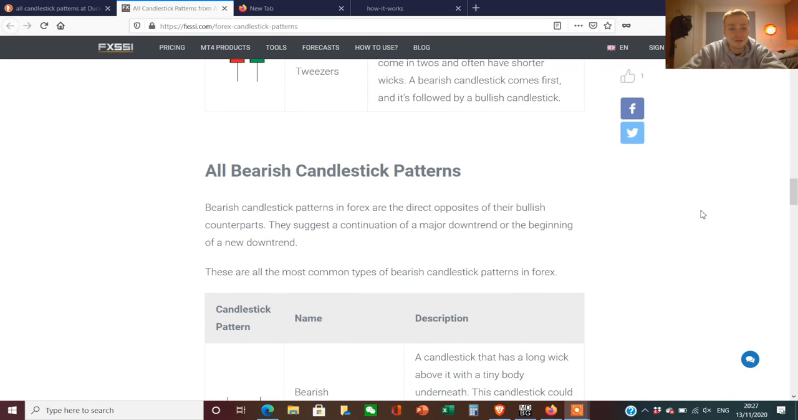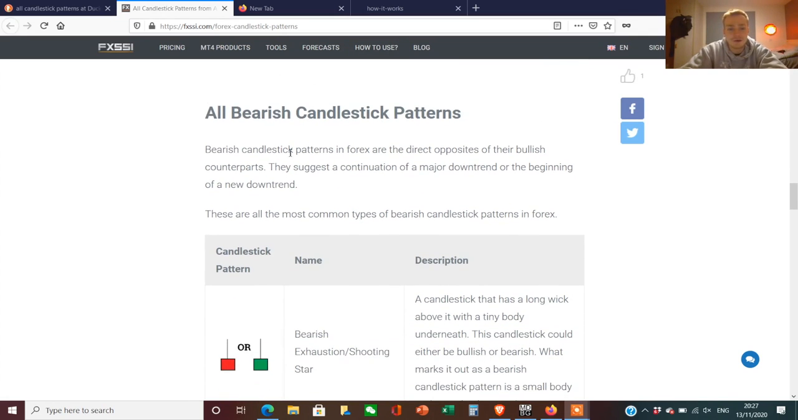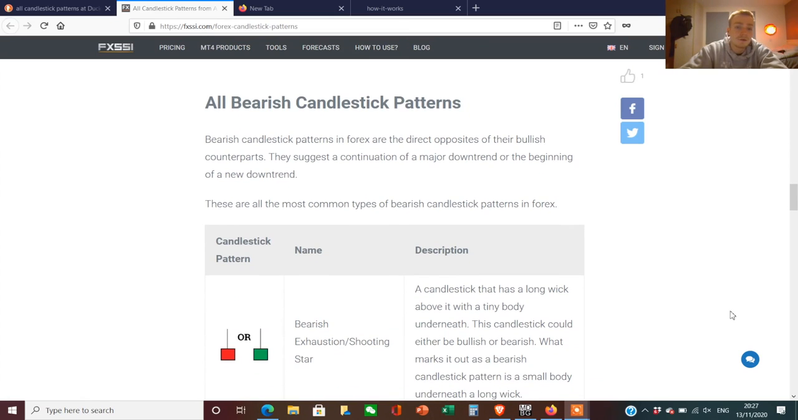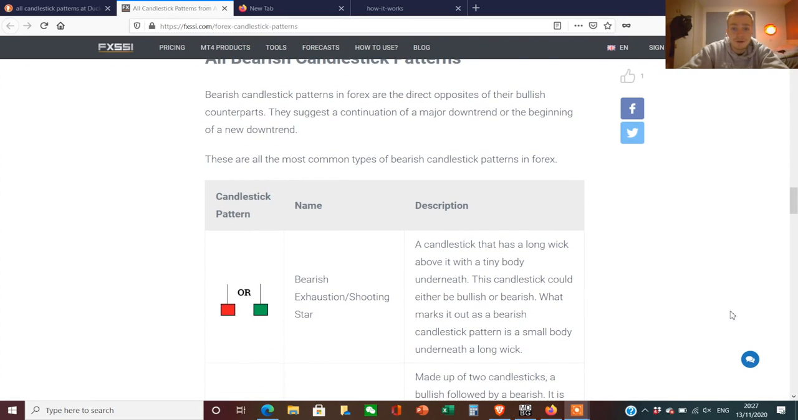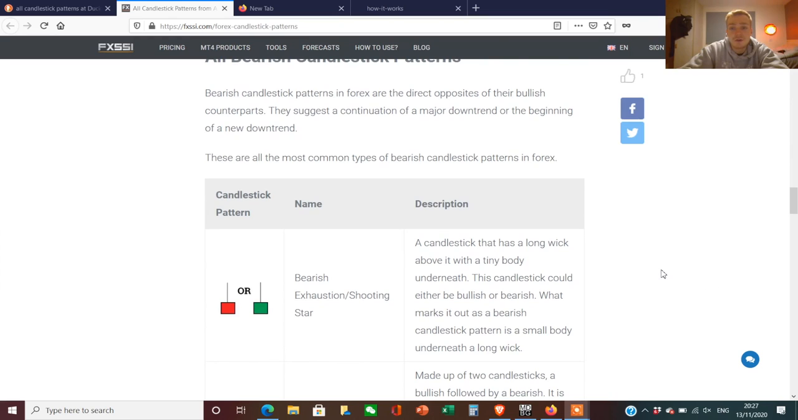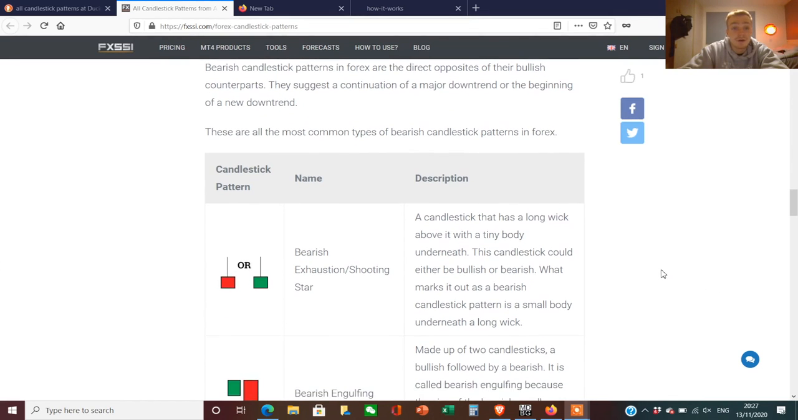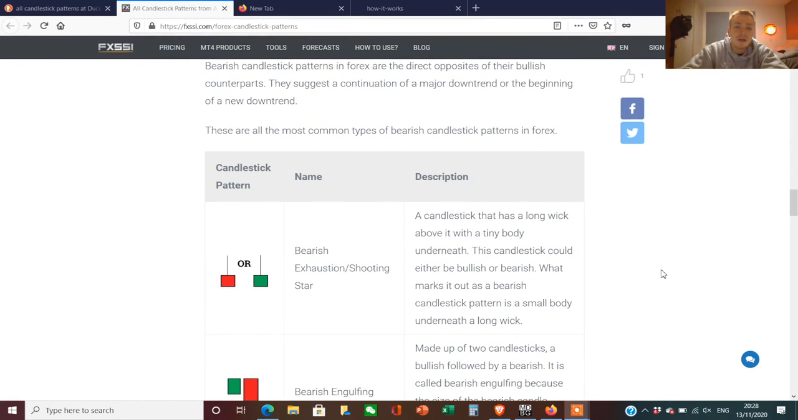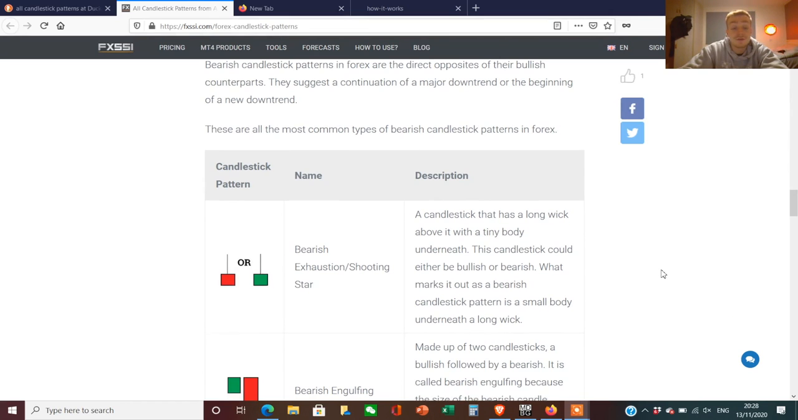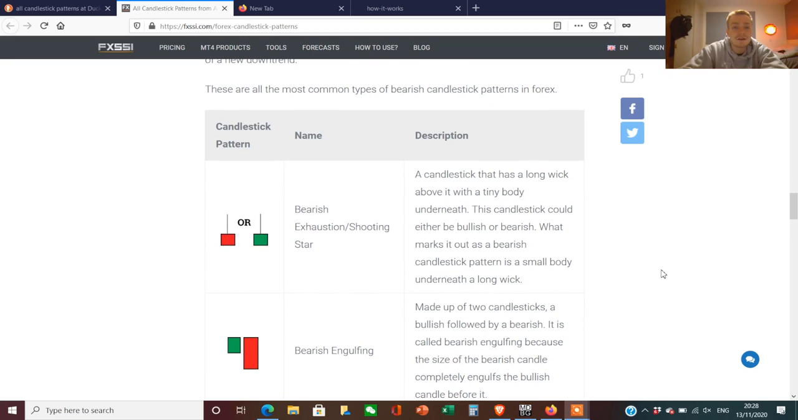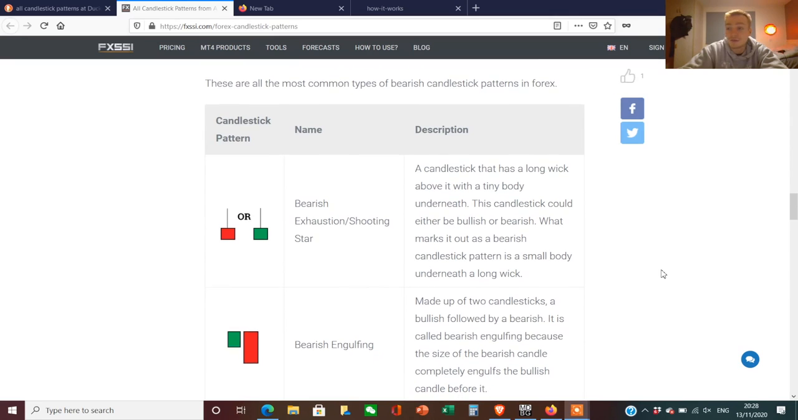And now for the bearish candlesticks. It says all bearish candlestick patterns, but there is more. So bearish candlestick patterns in Forex are the direct opposite of their bullish candle counterparts. They suggest a continuation of a major downtrend or the beginning of a new downtrend. These are all the most common types of bearish candlestick patterns in Forex.